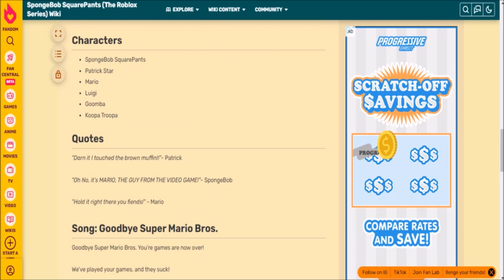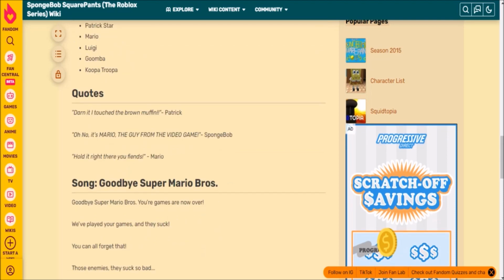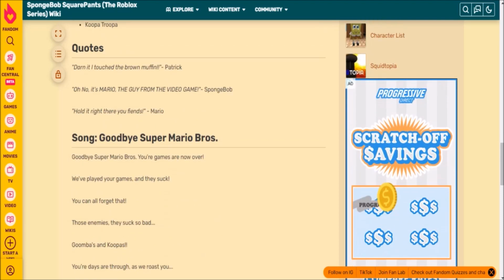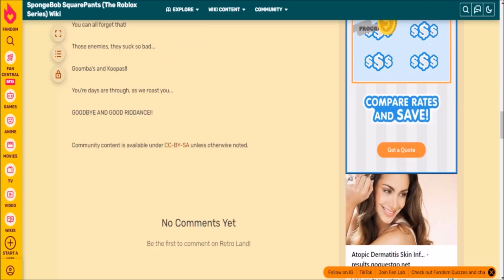Quote, "Darn it, I touched the brown muffin." Patrick: "Oh no, it's Mario, the guy from the video game." SpongeBob: "Hold it right there, you fiends." From Mario. Alright, goodbye, Super Mario Brothers. "Goodbye, Super Mario Brothers, your games are now over. We've played your games, and they suck. You can all forget that. Those enemies, they suck so bad, Goombas and Koopas. Your days are through as we roast you. Goodbye and good riddance."